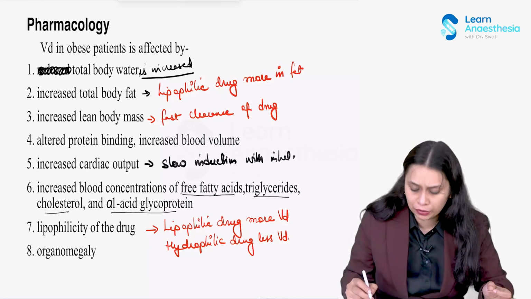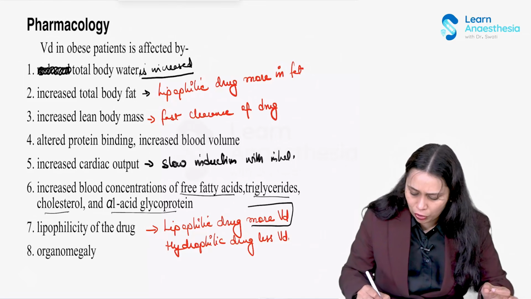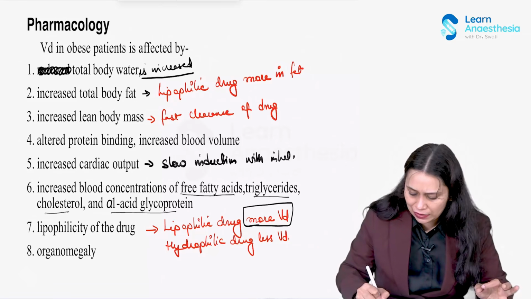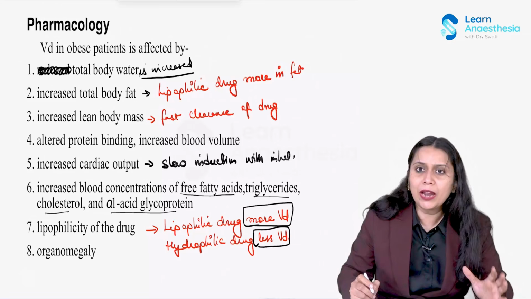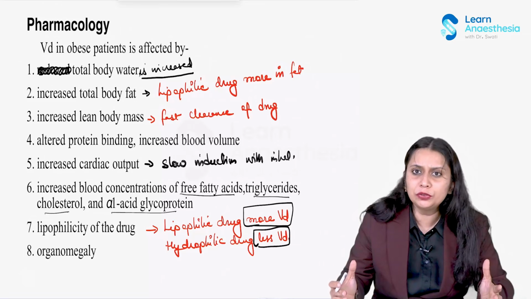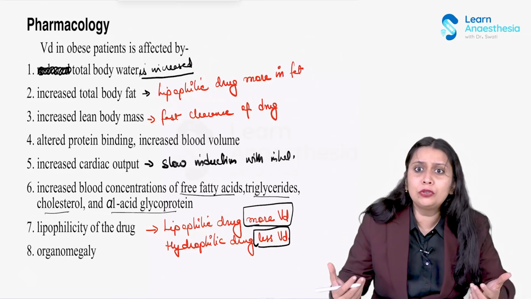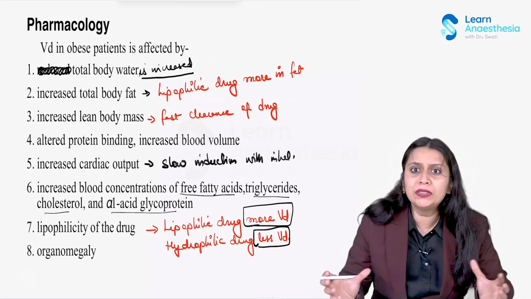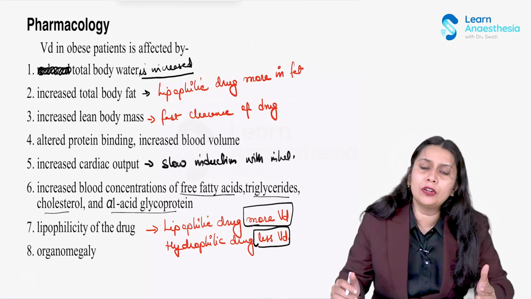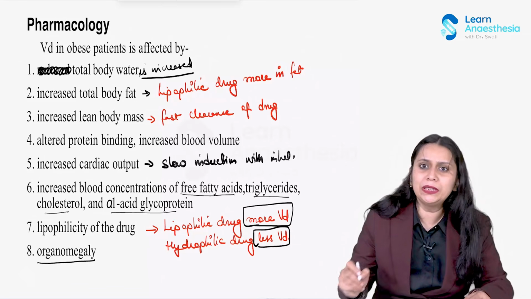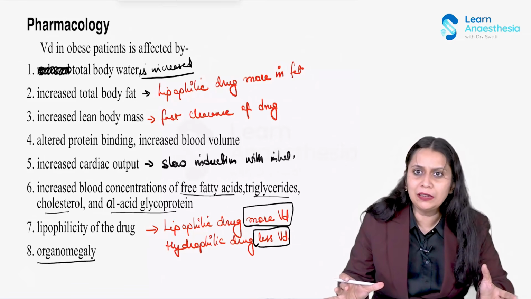The lipophilic drugs have more volume of distribution, they are distributed more, and hydrophilic drugs have a lesser volume of distribution. So hydrophilic drugs, lesser volume of distribution in obese patients. If we give the drug according to the total body weight, they would be more present in the plasma, and the risk of toxicity with these drugs would increase. Then because of the organomegaly, the metabolism of the drug is also affected.